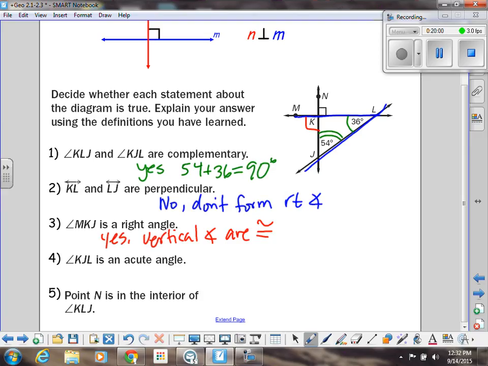All right, KJL is an acute angle. KJL, that's this double arc, right? Is that an acute angle? Yes, why? It's less than 90 degrees. All right, and then point N is in the interior of KLJ. KLJ, that's the blue outline. Is N in the interior? No, why not? Where is it? It's in the exterior.